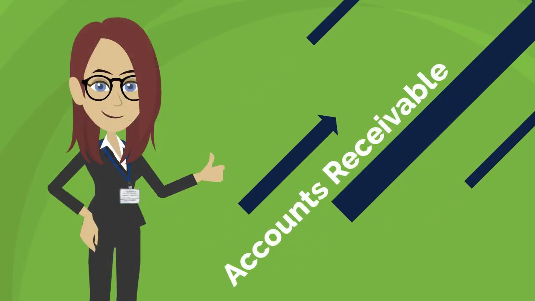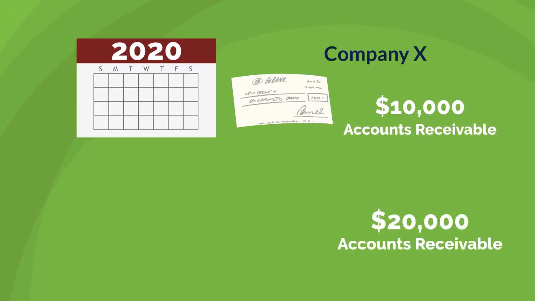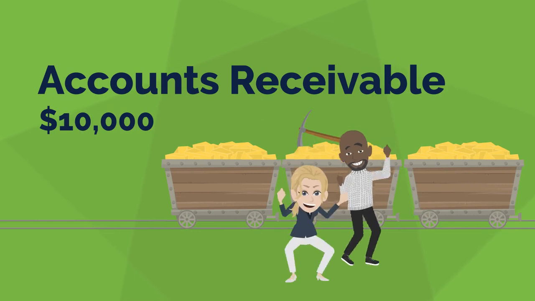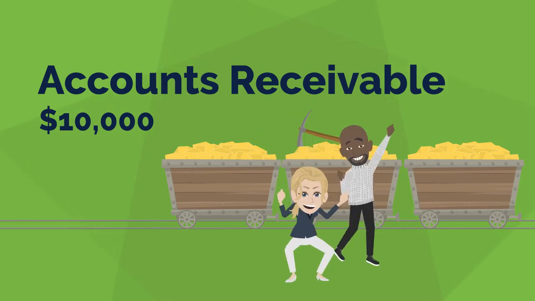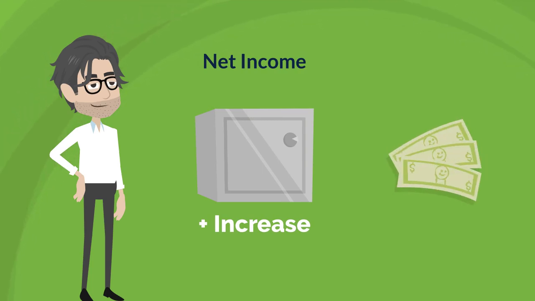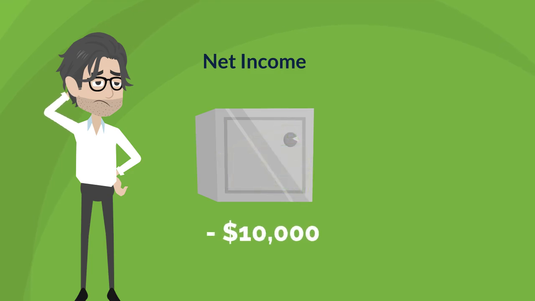Increase in accounts receivable. Company X had $10,000 accounts receivable last year, and has $20,000 accounts receivable this year. This $10,000 increase in accounts receivable means that the company has made revenue, which they recorded as an increase to their net income. However, because this is the amount of cash to be received in the future but hasn't actually been received yet, $10,000 is deducted from net income in the adjustment.